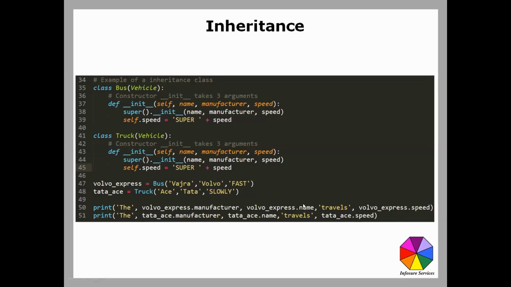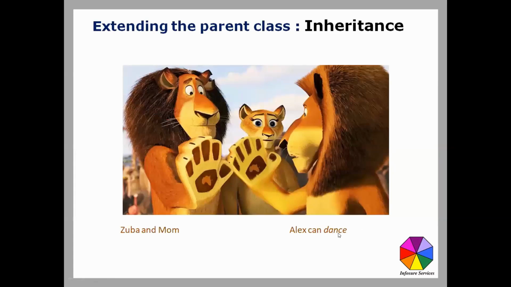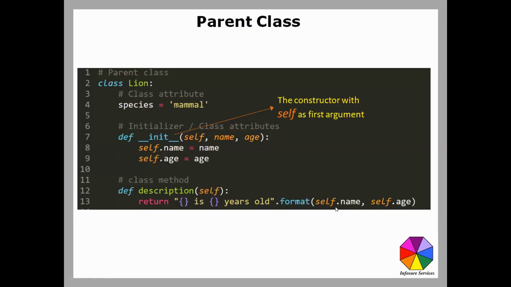So this is showing me that I can change the behavior of the child class by adding new functionality, a new level of functions. That's what I showed, like Alex can dance. But all the properties and methods of the parent are available in the child as well. Is that clear?